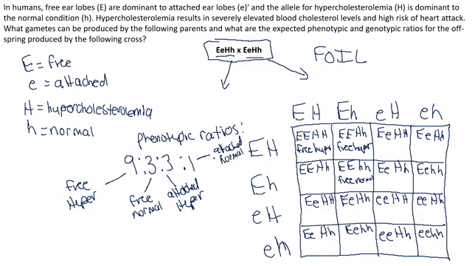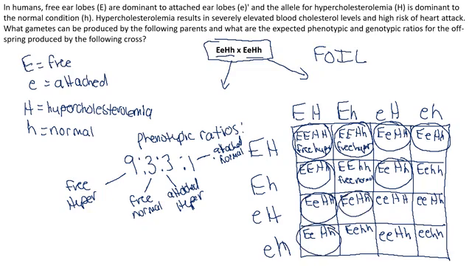Now let's count them just to make sure. I'm going to use different colors in order to identify each one. So let's go ahead and count. We should have 9 individuals that have free earlobes and hypercholesterolemia. Okay, so we got 1 here. We have 1 here. That's 2. And then we got 3, and then 4, 5, 6, 7, 8, and 9. So remember, we're looking for at least 1 capital E and at least 1 capital H for both of them. So that should be 9. So we've got that one done.